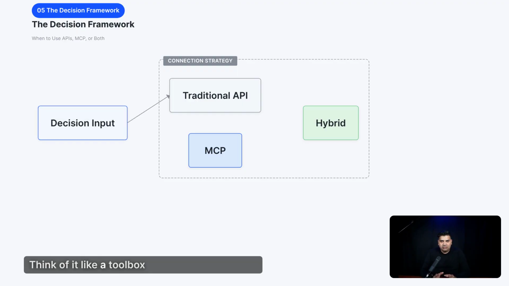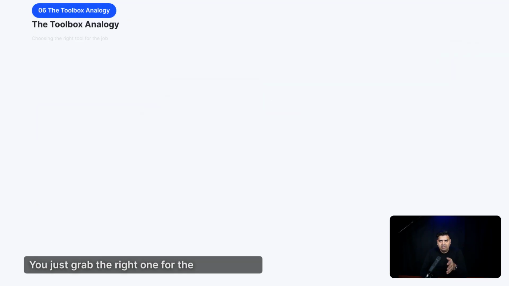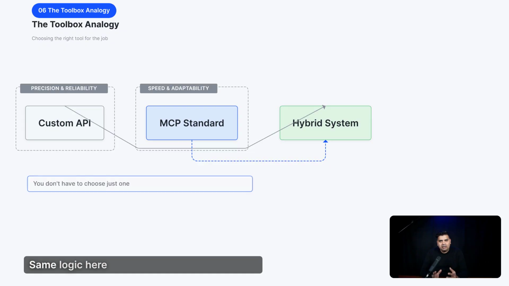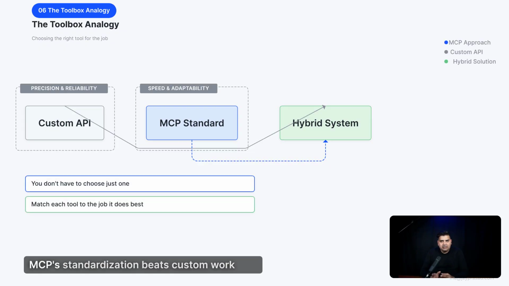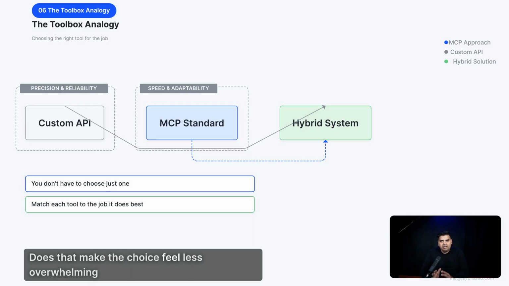Think of it like a toolbox. A hammer and a screwdriver solve different problems. You wouldn't argue about which one is better. You just grab the right one for the task in front of you. Same logic here. MCP's standardization beats custom work when you need speed and adaptability. Custom API integrations beat standardization when you need precision and proven reliability. Does that make the choice feel less overwhelming?